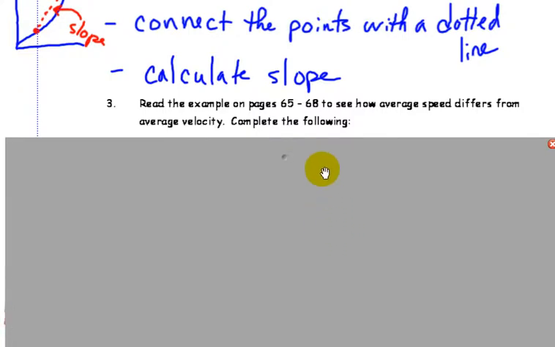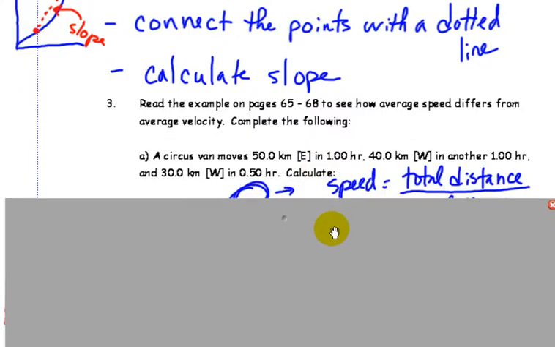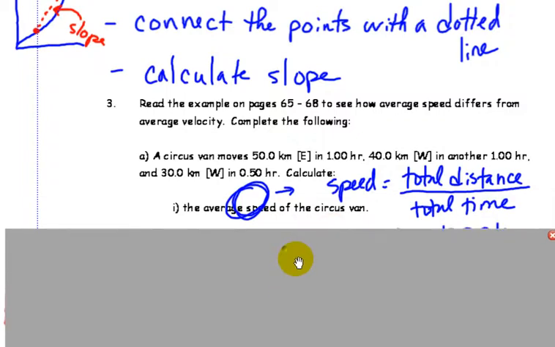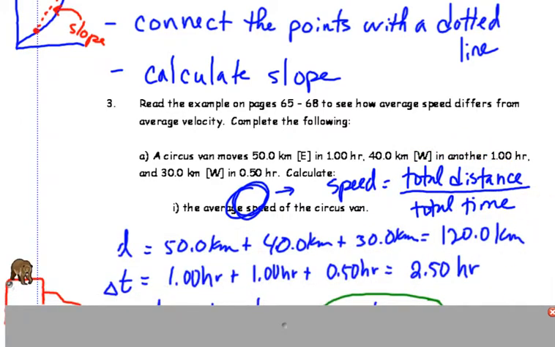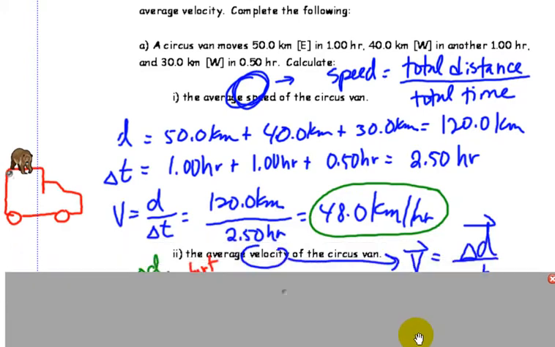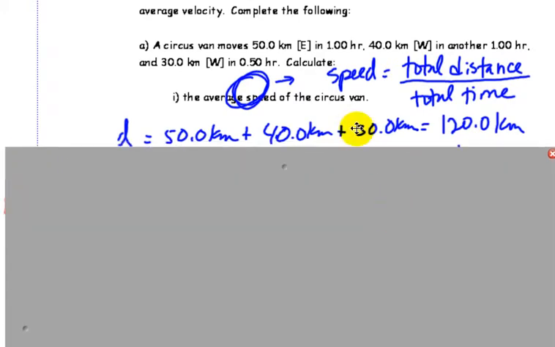Okay, if we have non-graphical examples though, like something like this, a circus van moves 50 kilometers east in 1 hour, 40 kilometers west in another hour, 30 kilometers west in a half hour. Calculate the average speed. So of course we're doing different movements, we're changing direction here. Average speed is simply going to be figuring out the total distance over the total time. So here we have total distance 50 and 40 and 30.